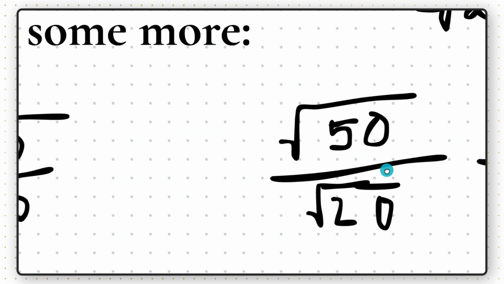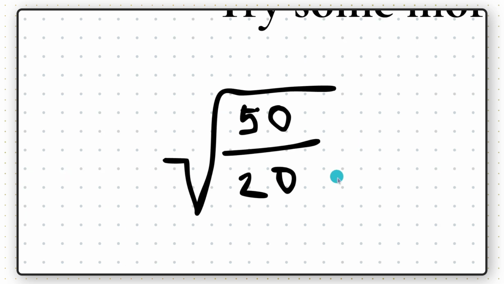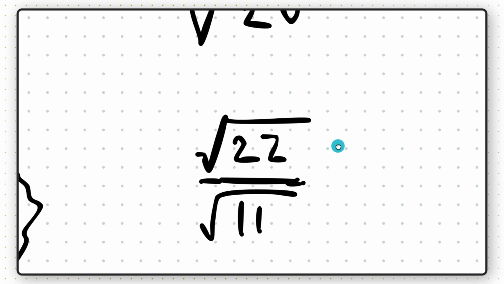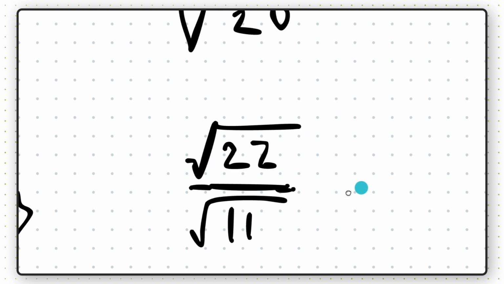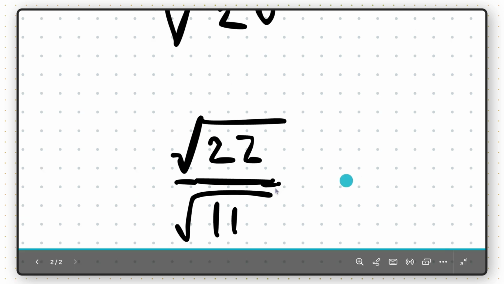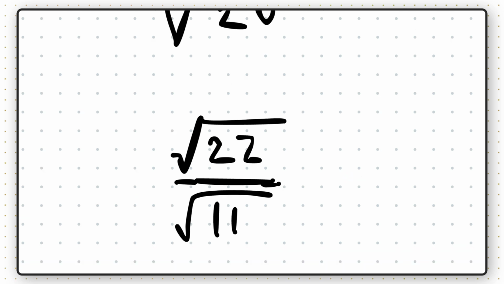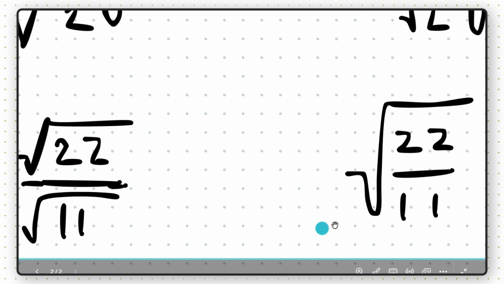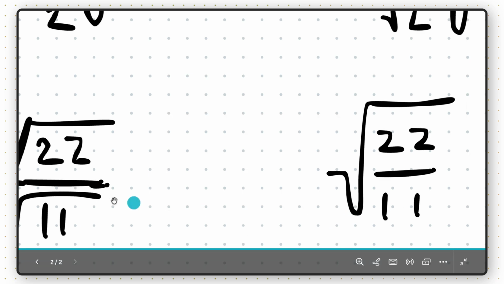Okay, and so now our next question is much simpler. We have the square root of 22 divided by the square root of 11. So you notice that there are square roots on both the top and bottom of this fraction, and these are not perfect squares. 22 does not have any factors that is a perfect square, neither does 11, and they are not perfect squares themselves. So we would have to use our quotient rule to expand this term.